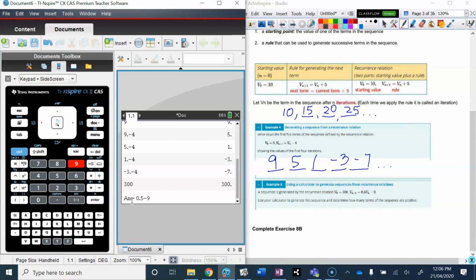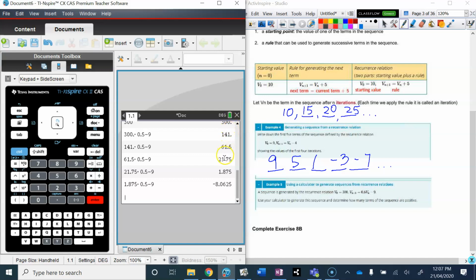Now this one isn't write down the next 5 terms or anything like that. This one says how many of these terms are positive. So what I need to do is just keep hitting enter, enter, enter, enter, enter until I hit a negative number. So in that sequence, the terms 300, 141, 61.5, 21.75, and 1.875 are all positive. Then the next term is a negative. So I need to count how many positive terms are in that sequence.